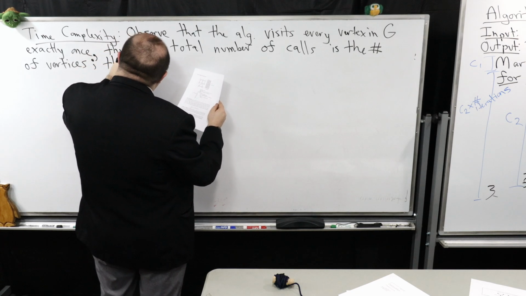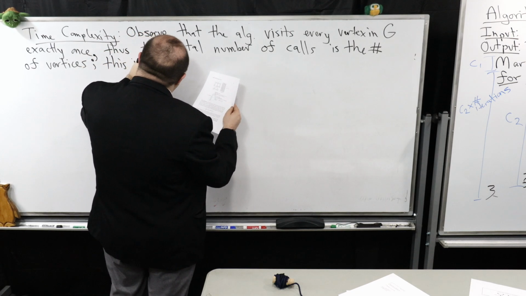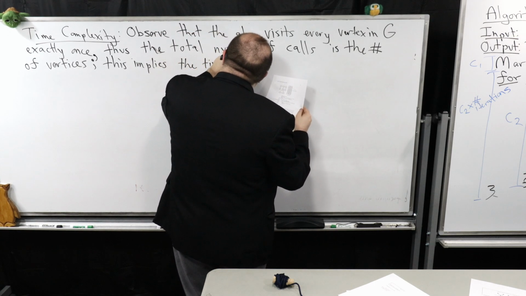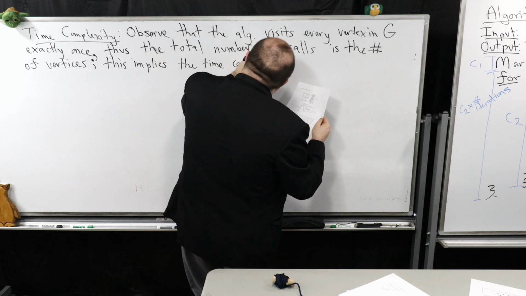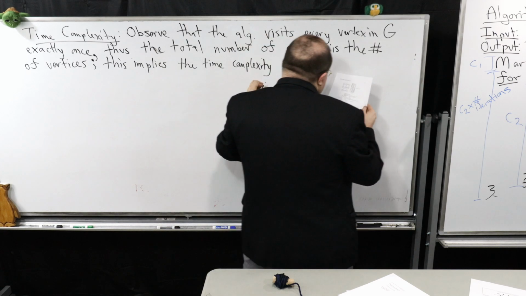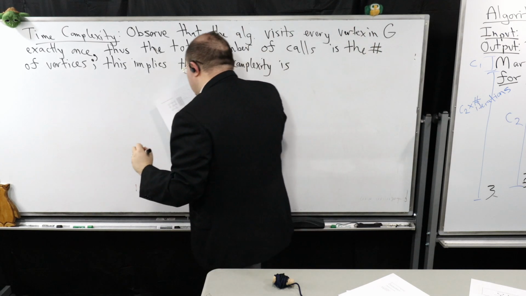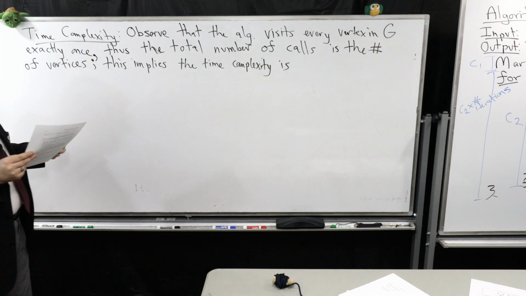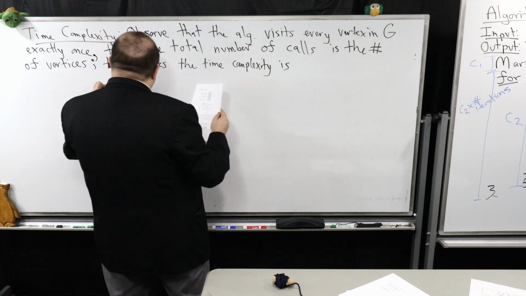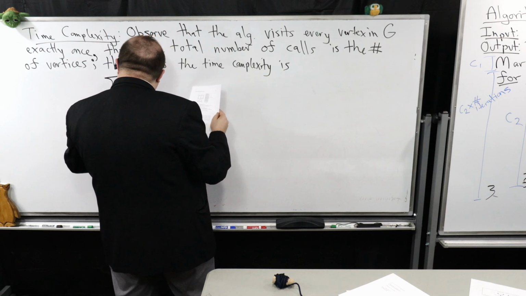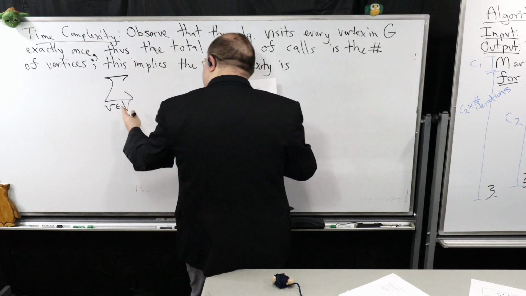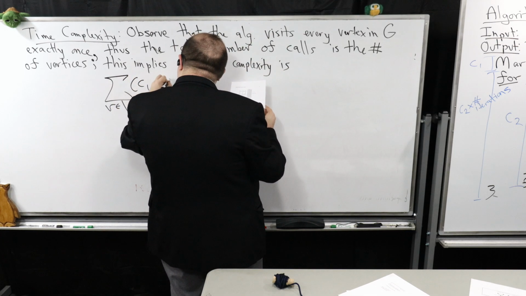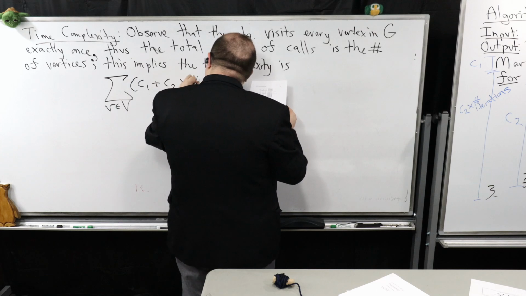Semicolon. This implies the time complexity. The time complexity is the following. Since I do the C1 plus the C2 times the number of iterations for each vertex, I just sum over all of the vertices. So I go over all the vertices, I sum over each one, and I have C1 plus C2 times the number of iterations, right?